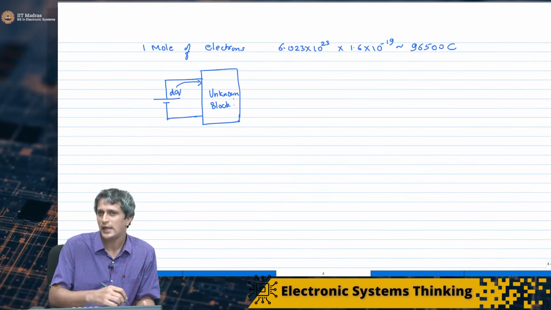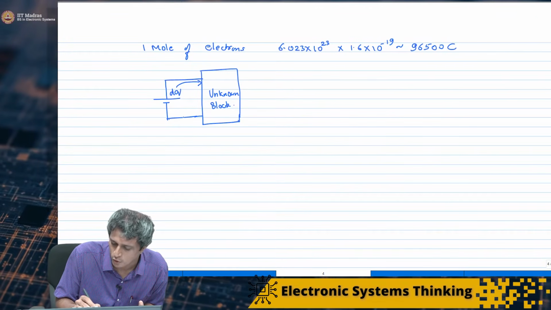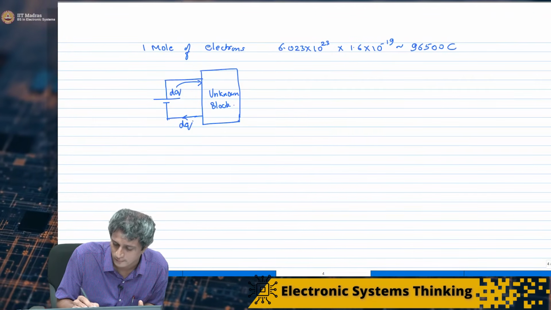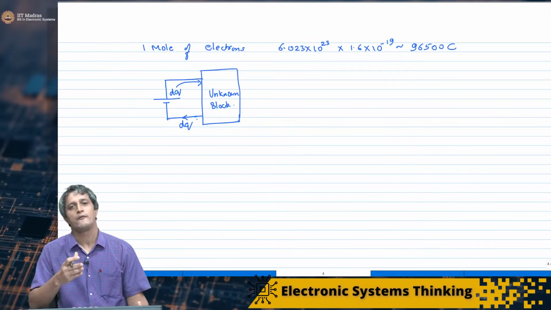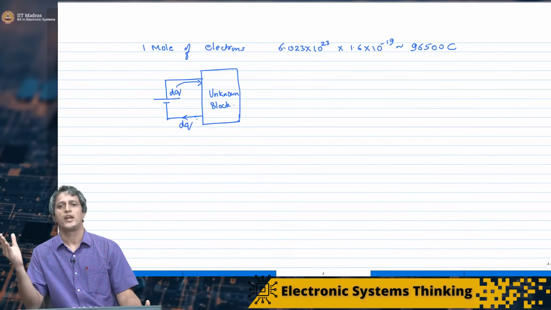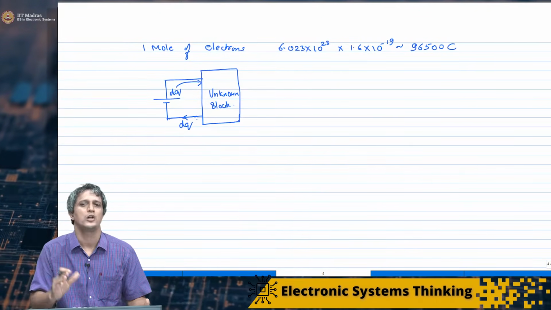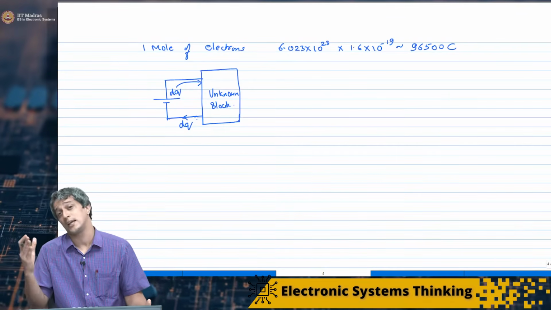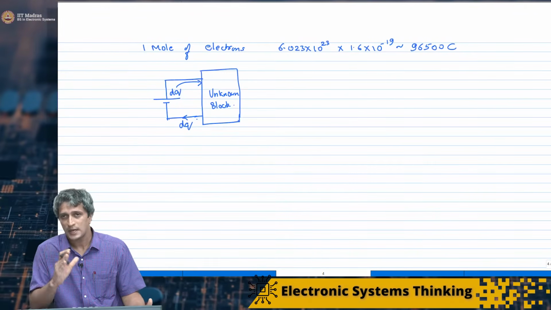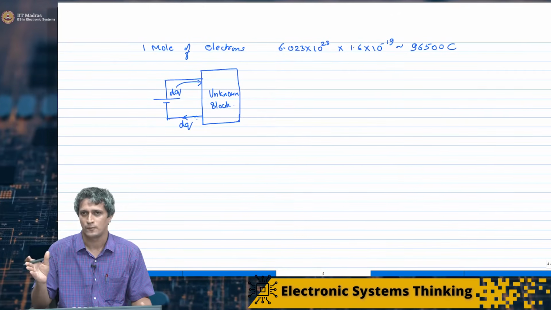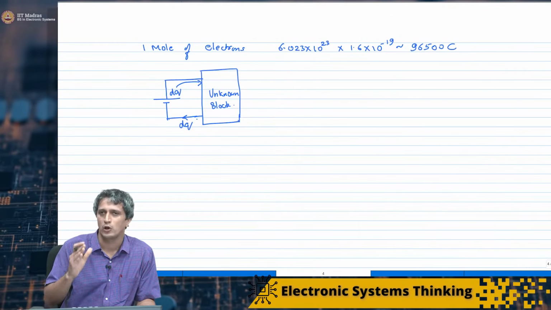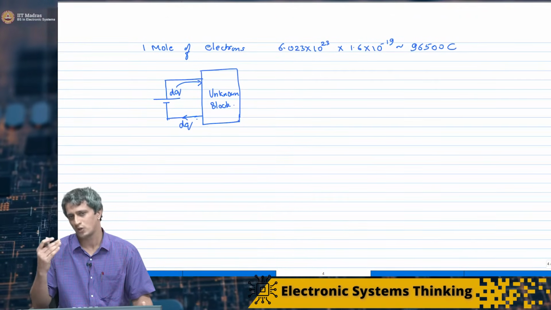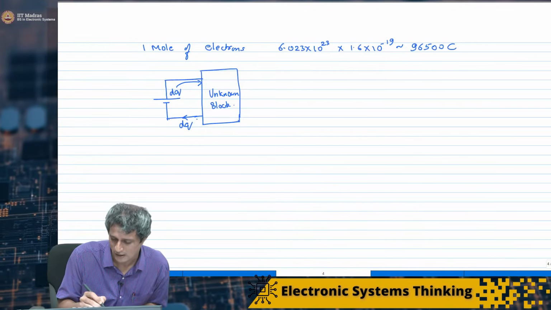Now, if that dq entered, then dq must also come out of this. Otherwise, there will be charge accumulation somewhere, because some charge has gone in, but not all the charge has come out, which means charge is accumulating somewhere, right? And that can never happen. You have to follow the fundamental law of nature of conservation of charge, and therefore that can never happen.